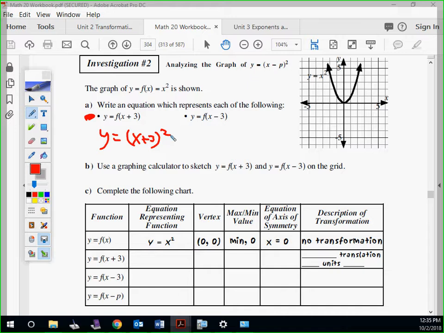So if we try some points here, let's start with 0. If I put a 0 in, I'm at 9, so that's off my page. What about negative 1? Negative 1 plus 3 is 2, 2 squared is 4, so at negative 1, I'm at 4. Negative 2 plus 3 is 1, 1 squared is 1. Negative 3, that's your 0. Now you kind of see what's happening there.